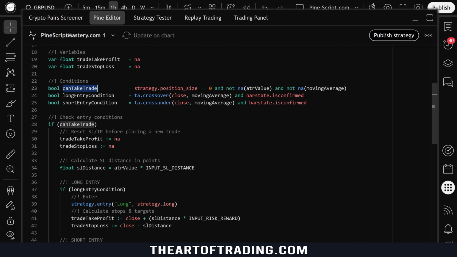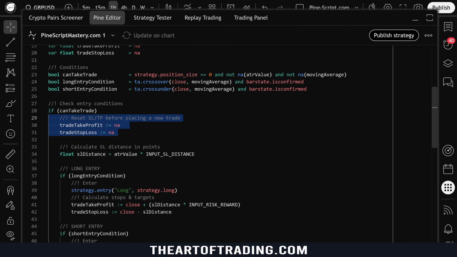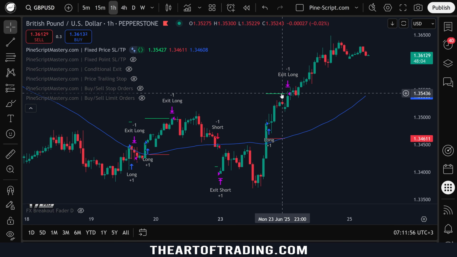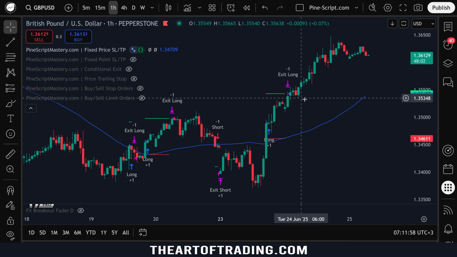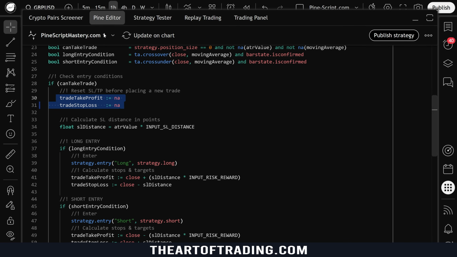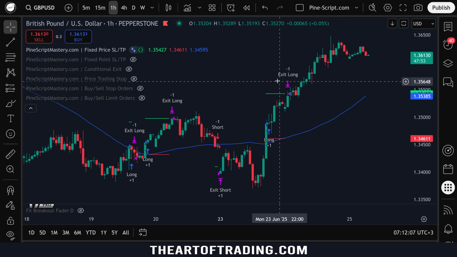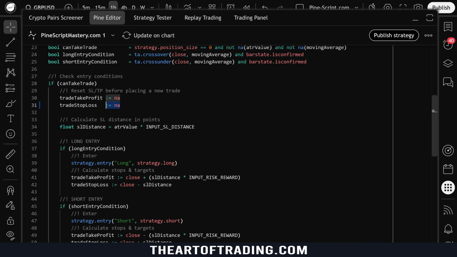So if we can take a trade, that means we are no longer in a trade and we can safely reset our stop loss and take profit price values. So I set them to NA. This is optional, but it helps us with the display part of our script. When we plot an NA value, that means we're drawing nothing. If I don't reset these to NA, then our stop loss and take profit will continue drawing until a new trade begins. So I reset these purely for visual purposes.